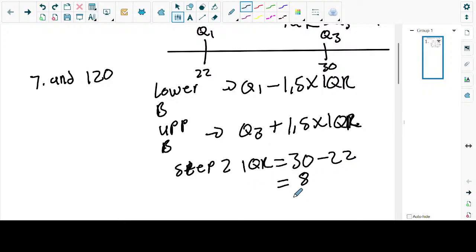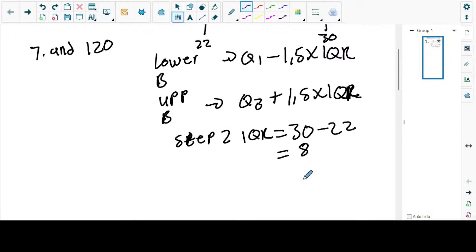Now we look for the lower boundary, LB. How do you get the lower boundary? It's Q1, which is 22, minus 1.5 multiplied by 8, and then you get an answer.